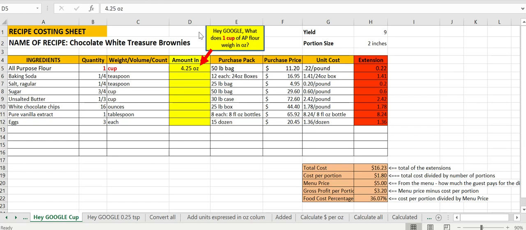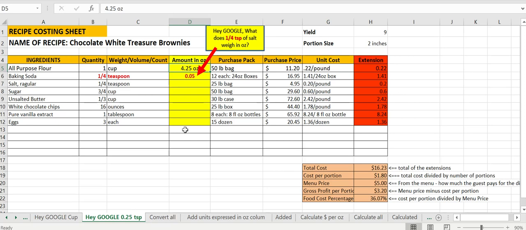So we're going to continue to use Google or Siri or whatever you want to use to convert everything in here into ounces. So when you ask Google, hey, what does 1/4 teaspoon of baking soda weigh in ounces? It's going to tell you it is 0.05 ounces. Okay, so it's that simple. You can ask Google, you can look up most of them. You can do it on your phone.